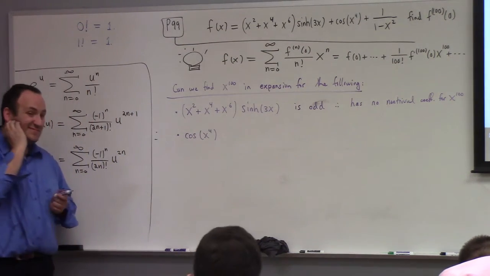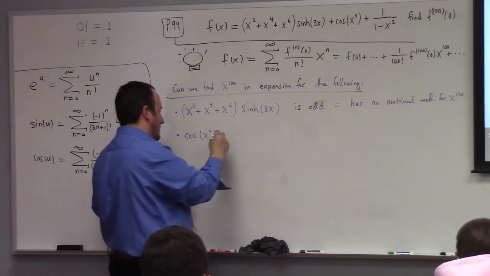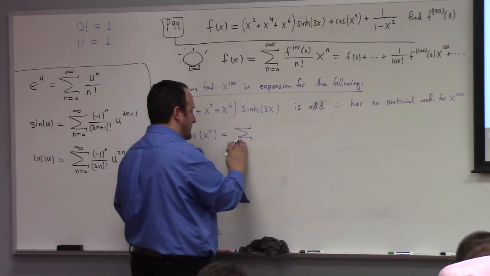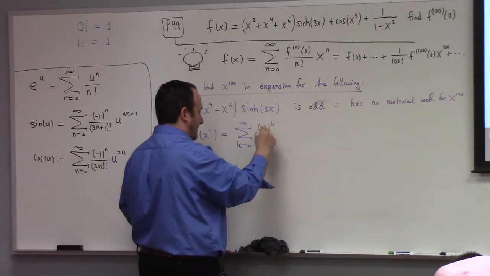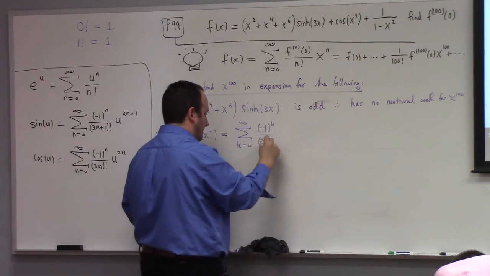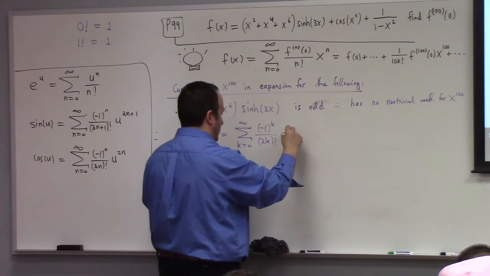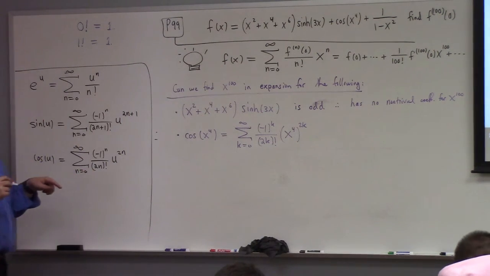Does that produce something of order 100? Maybe, I'm not sure. This looks like the sum, let's say k equals 0 to infinity, of minus 1 to the k over 2k factorial, and then I do a substitution, x to the 4 to the 2k. I'm making a substitution into that Maclaurin series, which I need to memorize.